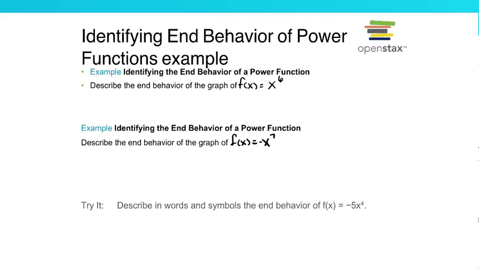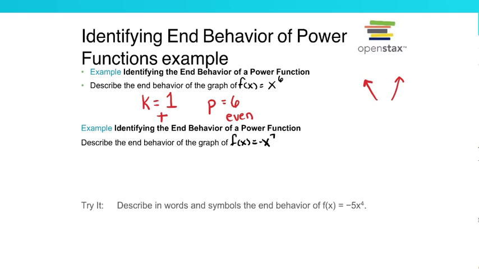So it says describe the end behavior for f of x equals x to the sixth. The first thing that I'm going to do is determine the k and the p. So in this case, the k is 1. That's positive, which means that the right end behavior is pointing up. And then the p is 6. That's even. That means that the left end behavior points the same direction as the right end behavior.